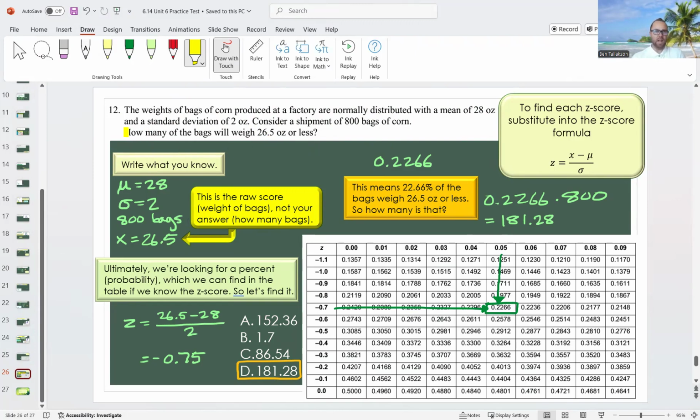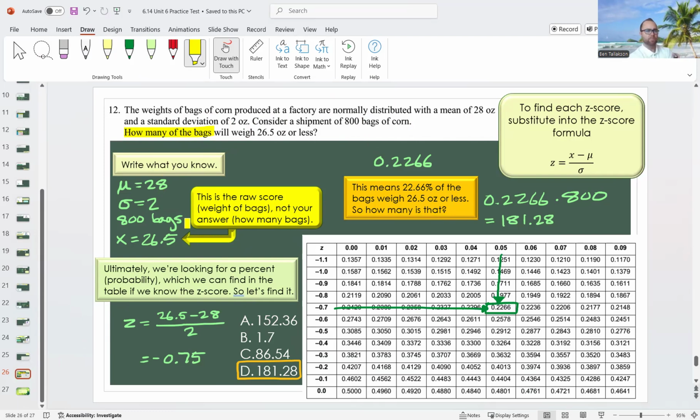The question is, how many of the bags? We need to know. So we're going to use some familiar skills. All of these skills actually are familiar, but solving a little bit differently than the last one. Okay, let's start with what we know. What do they tell us? They told us the mean, standard deviation, boom, boom, there they are. They told us consider a shipment of 800 bags. What is 800 bags? It's just some information.